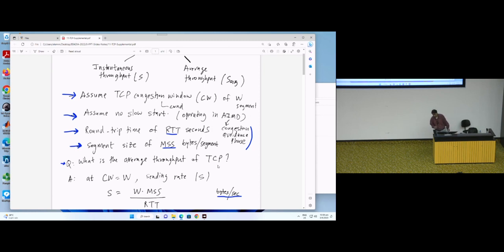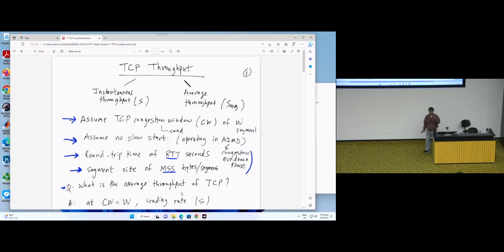TCP was the protocol for end-to-end reliability used at the transport layer. And we've already discussed this. I think I asked you a few times to estimate the throughput. Let's make that explicit.